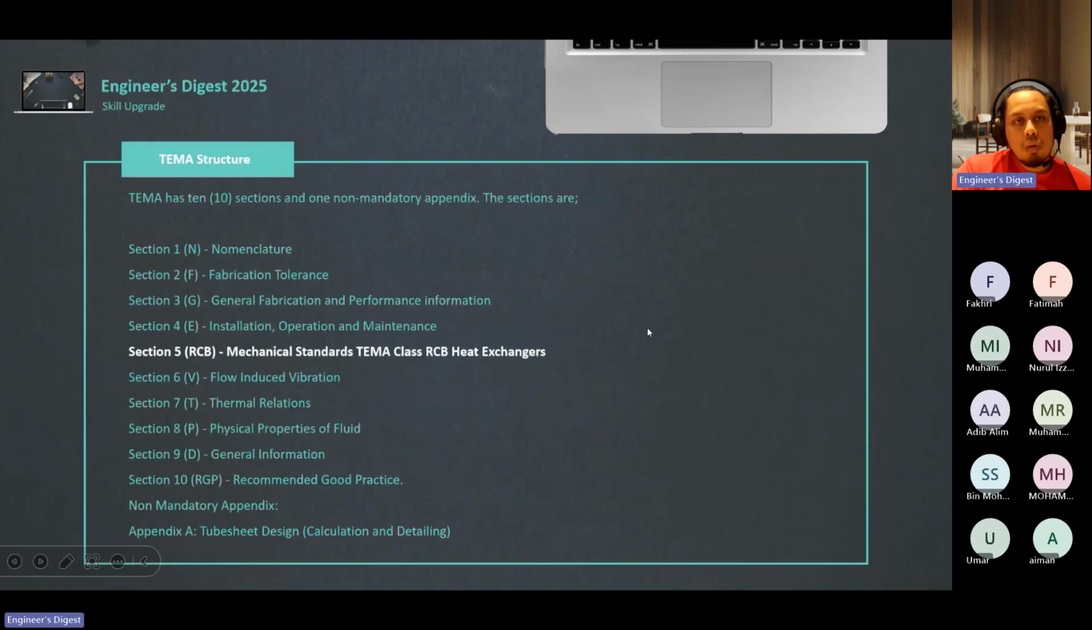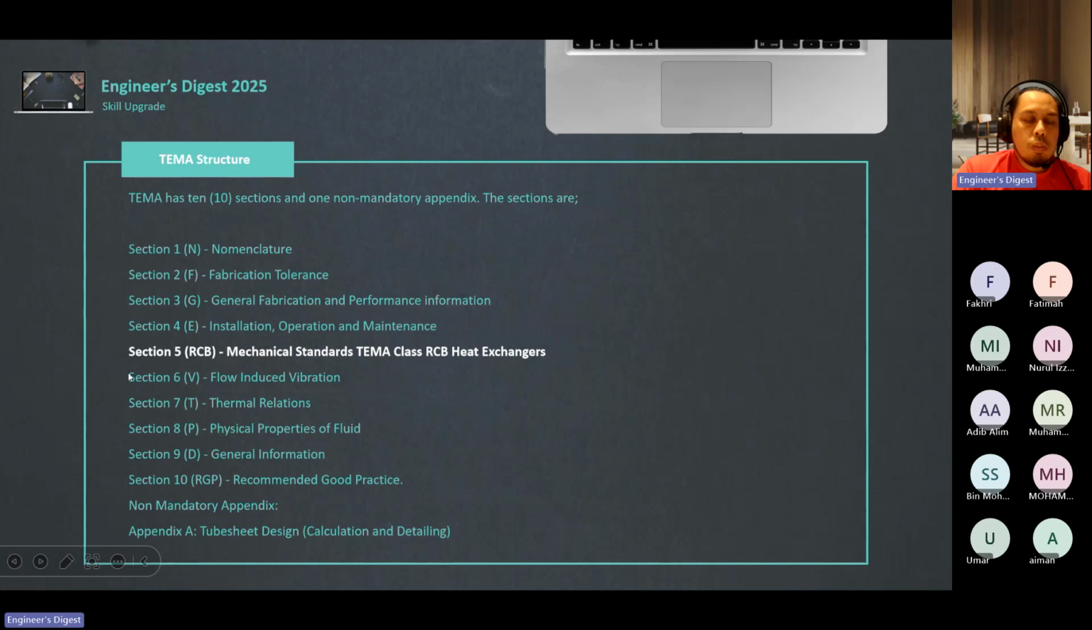Okay, what is inside TEMA? We have 10 sections and one non-mandatory appendix. Section 1 is nomenclature, which will be our next class. We want to understand the nomenclature. And then there is fabrication tolerance. If everybody is using the same standard, we have the same fabrication tolerance. Then we have general fabrication and performance information, and installation, operation, and maintenance.